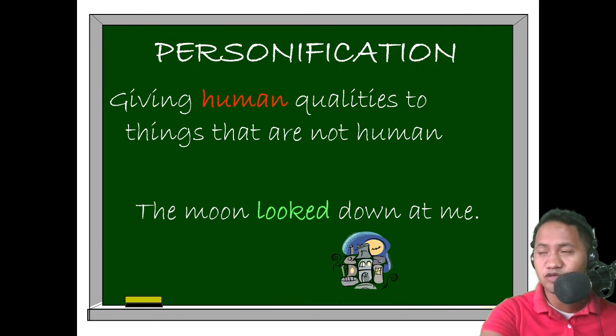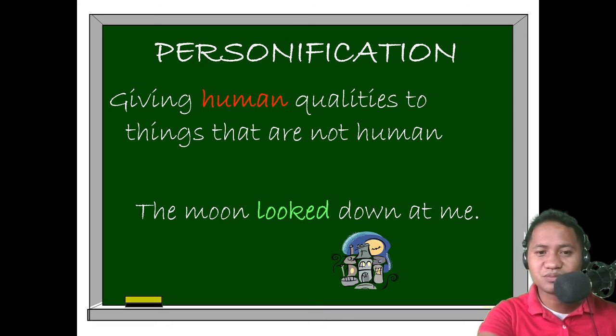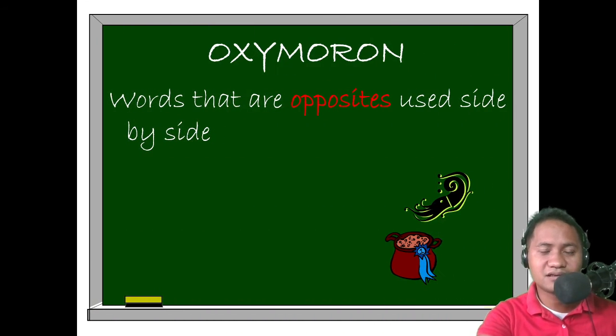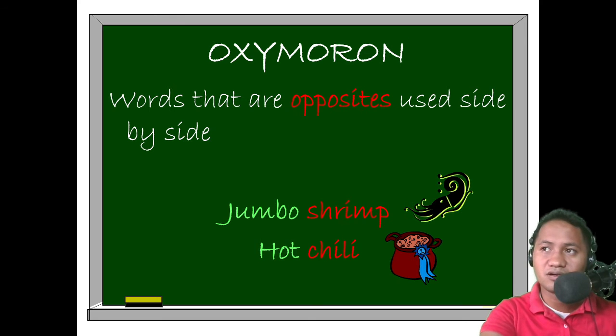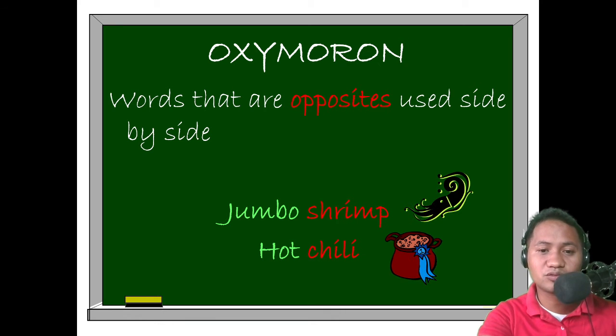Personification, katong giving human qualities. Ato laging the moon, pwede po the moon looks down at me, the sun smiles at me, the flower sings beautifully. Kimo to siya ang personification. Oxymoron, atong keyword ya, opposite. Kung naay jumbo, naay jumbo shrimp, mga anaw ni mga keyword diha nga opposite sila, two words.